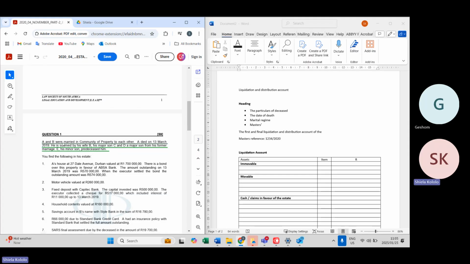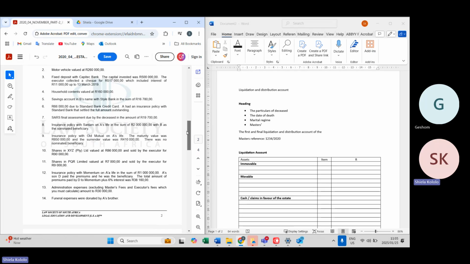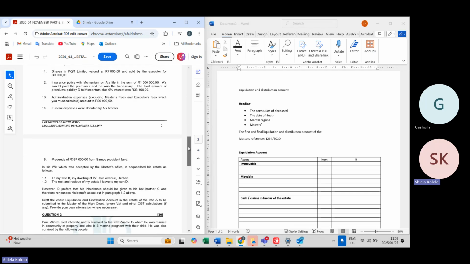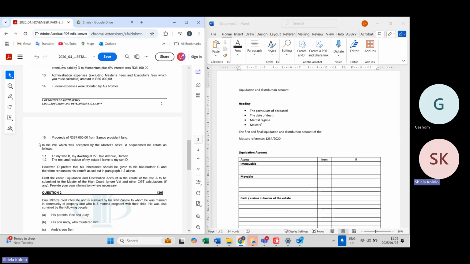So here we see that they say A and B were married in community of property to each other. A died on 13 March 2019. He is survived by his wife B, his major son C, and D, a major son from his former marriage. E, his minor son, predeceased him. And then we go down just to check if there are no clauses in the will. Okay, now we see here they say in his will, which was accepted by the master's office, A bequeathed his estate as follows. So when you see something like this, ne?